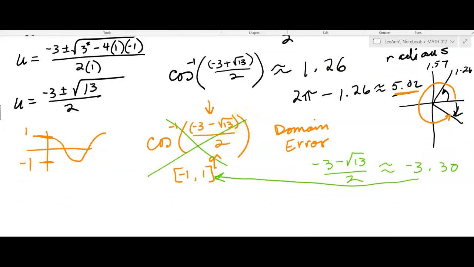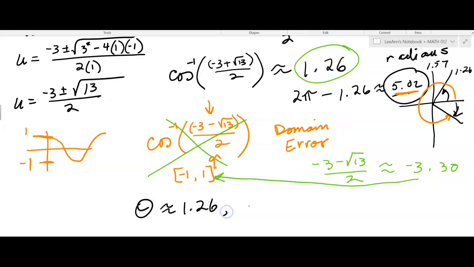So what does all of this mean? Well, we have two answers, right? We had this answer and we had this answer here. So theta is approximately equal to 1.26 and 5.02. We don't have to put the plus or minus 2k because it was just one time around the circle. So let me put a box around it.